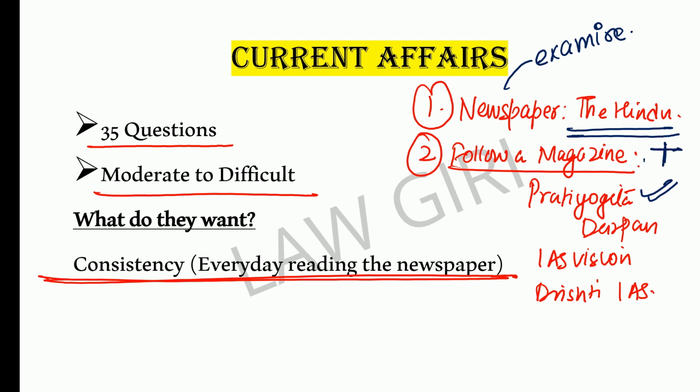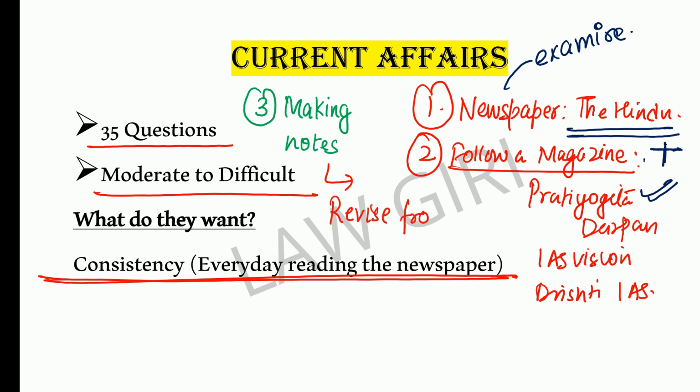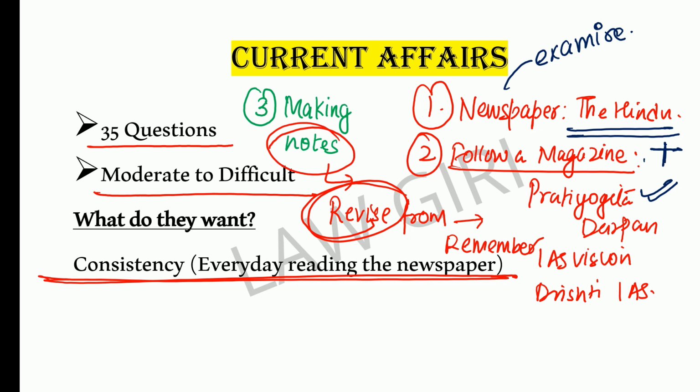And the third thing that is required, which is very important, is making notes. It is very important to have notes because most of the students who gave CLAT 2022 faced one problem. They had read current affairs, but they were not having anything to revise from. And if you are not having anything to revise from, how would you remember things? So it is revision that would help you, and making notes, handwritten notes, is very important.